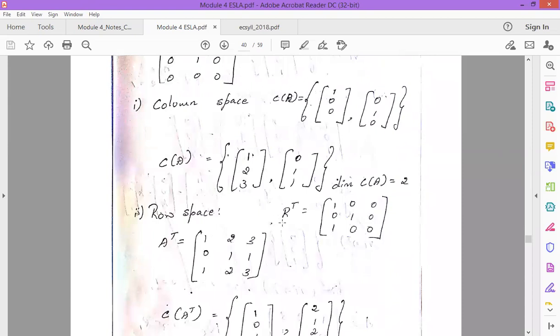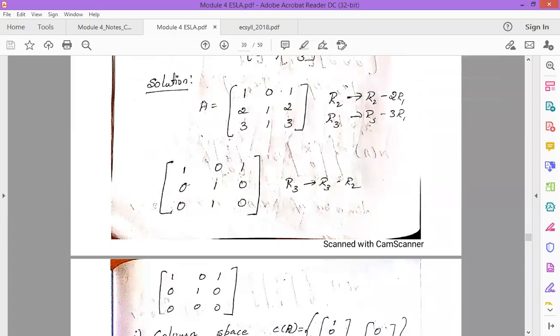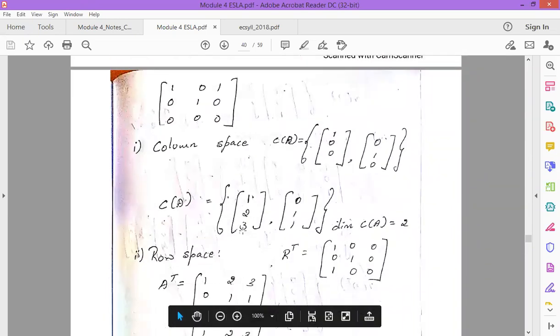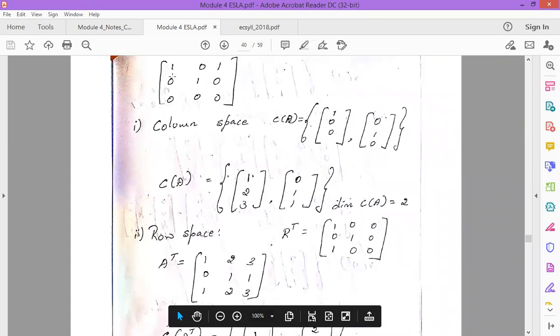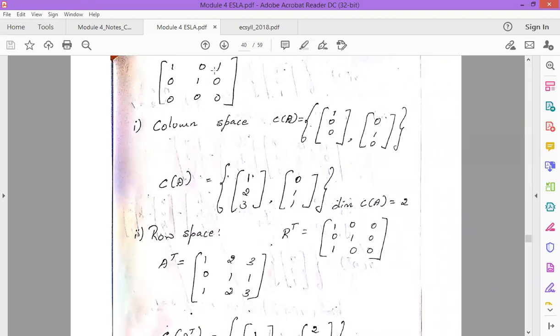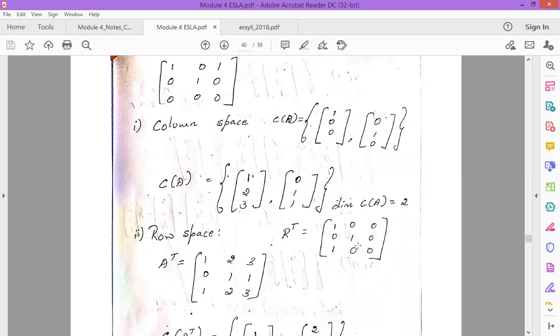So in order to obtain the row space, take the transpose of whatever row reduced form you have obtained, as well as the matrix A. So for matrix A and the row reduced form, take the transpose. So here you can write R transpose. R transpose is nothing but column elements will be shifted to the row and row elements will be shifted to the column, right? So here 1 0 1, which is in the row, will be written in the column, and 0 1 0, which is in the second row, comes to the second column, and so on.